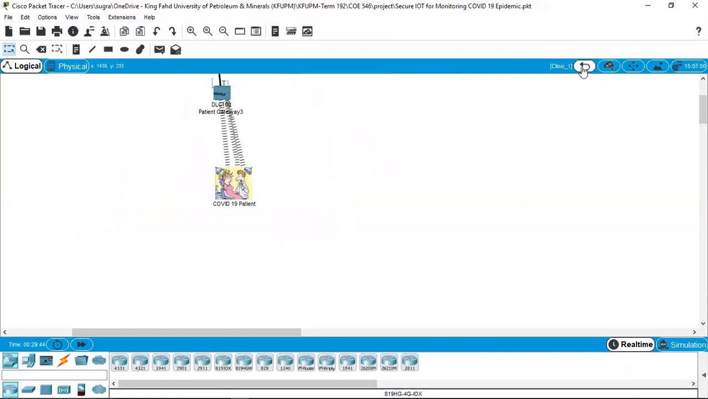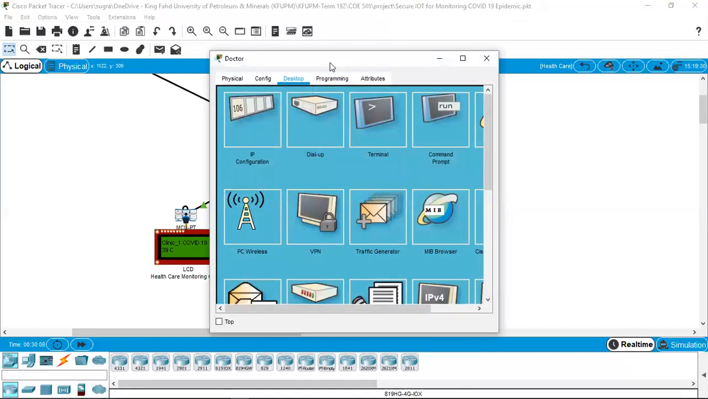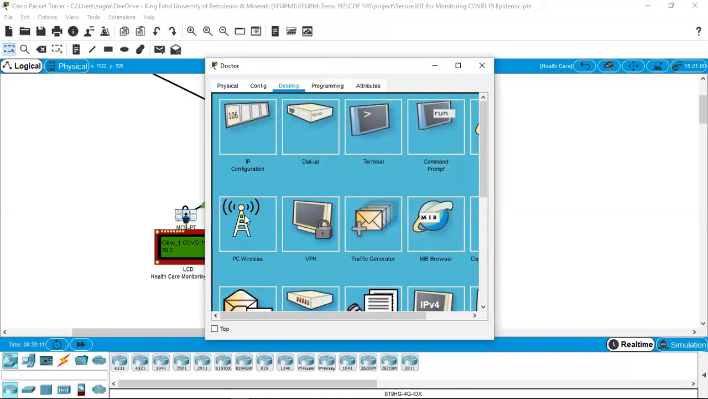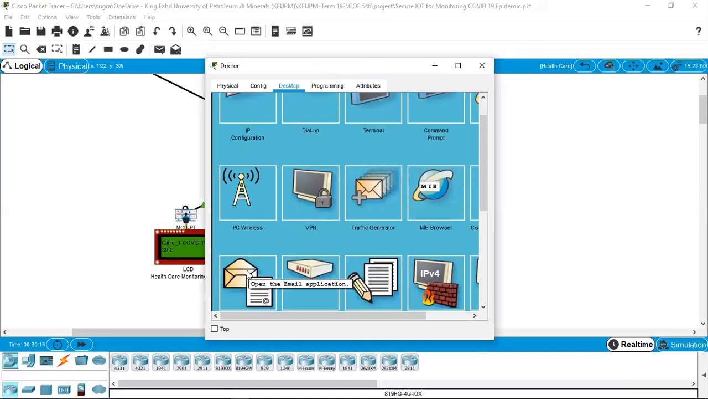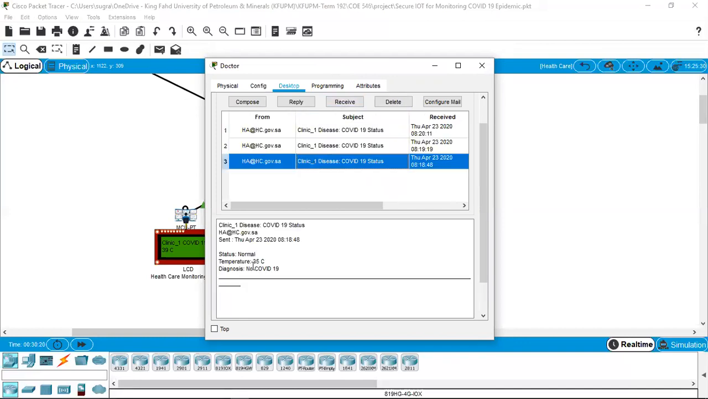Now let's move to the healthcare center to see what's happening there. If you see here, the monitor in the healthcare center is giving the last result, which is in clinic 1, that the patient has COVID-19 where his temperature is above 38 centigrade. The doctor in each scenario will receive an email with the diagnosis and the prescribed dose given to the patient. If we check the emails, this is the first case with normal, where there is no COVID or no disease.